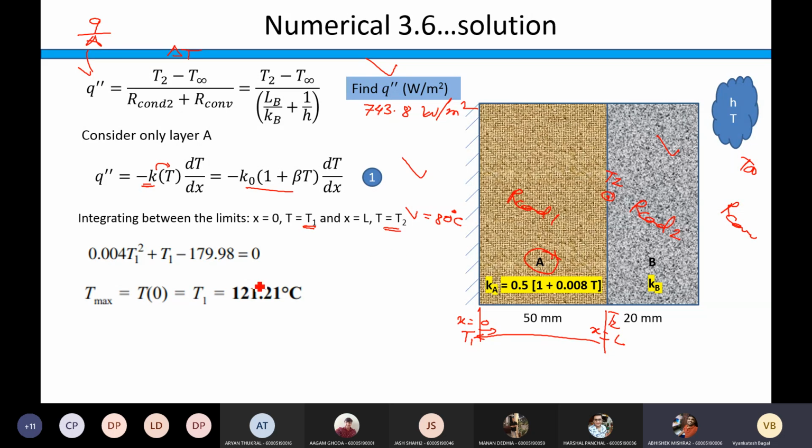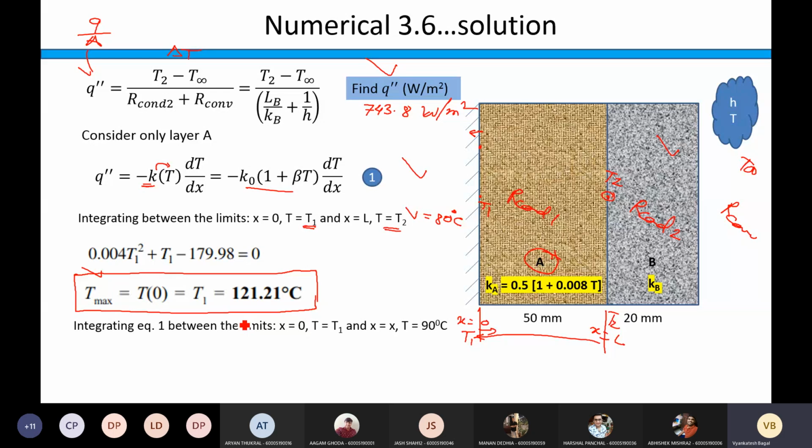Yes, sir. So you should get that the temperature T1 is 121.21 degrees C, and it should be the maximum temperature. Now why should this be the maximum temperature? Any guess? Because sir, this is the starting point, the heat flow is happening from there, so that will be the maximum. Because there is no heat transfer in this direction. This is insulated. So the maximum temperature will be observed at this place only, right? So you will get T1 as 121.21 degrees.